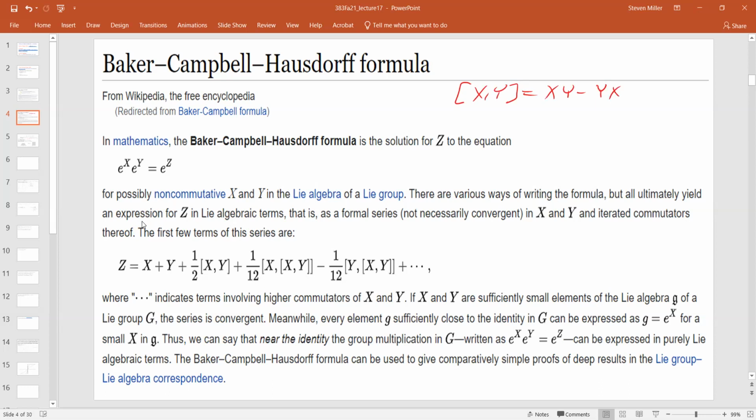So it's a measure of the deviation from commutativity. If x and y commute, then the commutator is 0, and everything just immediately collapses to z equals x plus y, which is exactly what you would get in the one-dimensional setting. This is very valuable. I heard some talk about differential equations a moment ago before class.